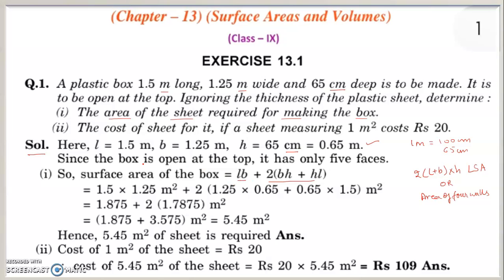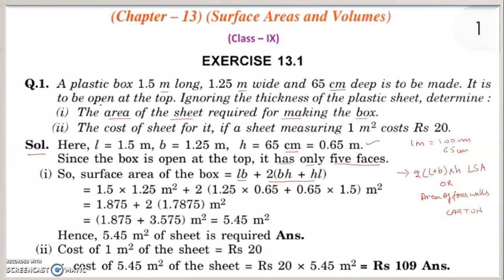I have written here also, since the box is open at the top, it has only 5 faces. So what are those 5 faces? 4 faces will be given by the LSA, that is lateral surface area, and this is the base. Because the box is open at the top, we don't have to calculate the top. So it will be LB only, the base of the box, like in the morning I had explained to you the carton.